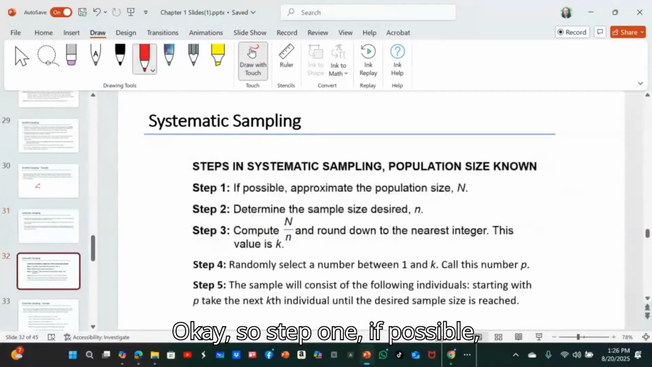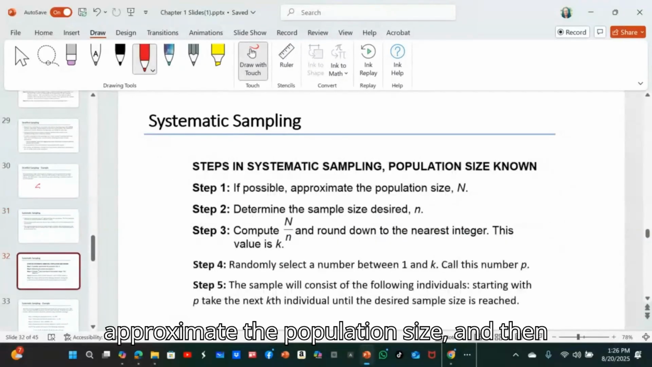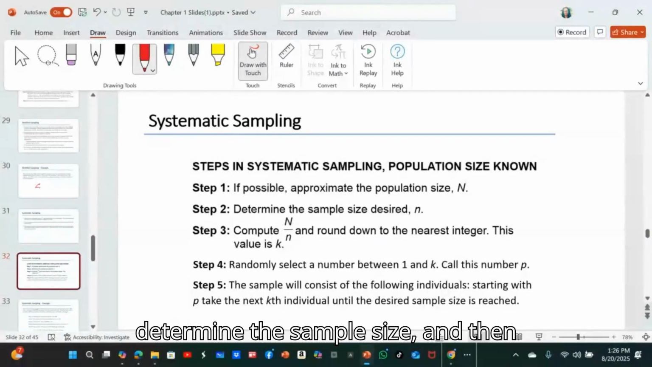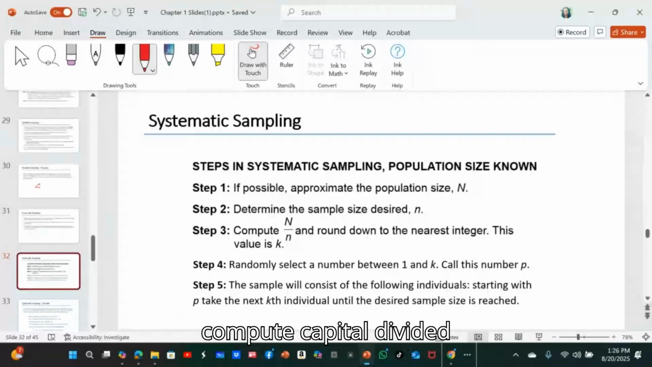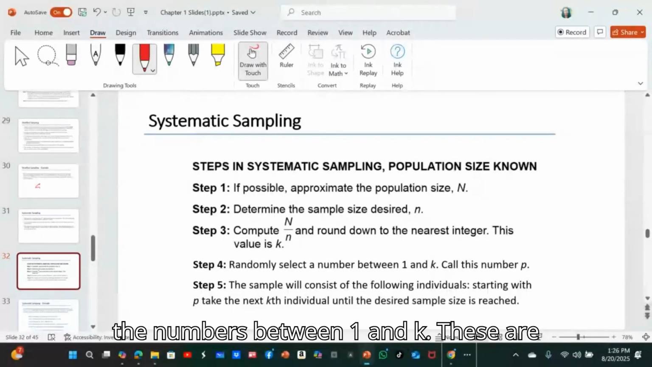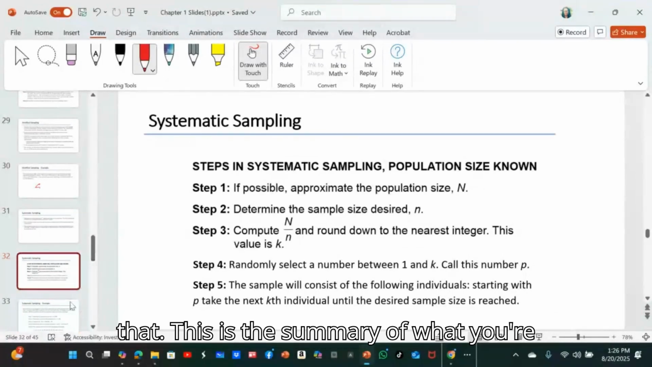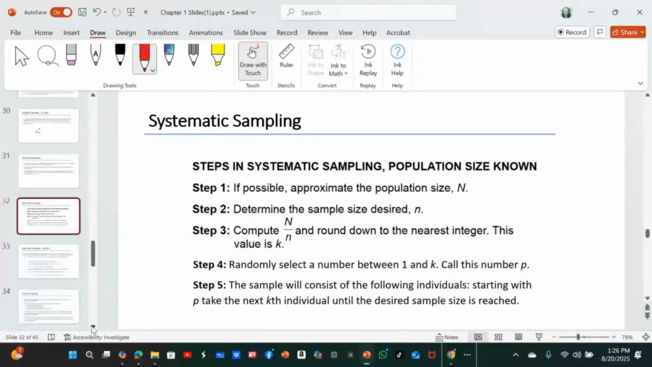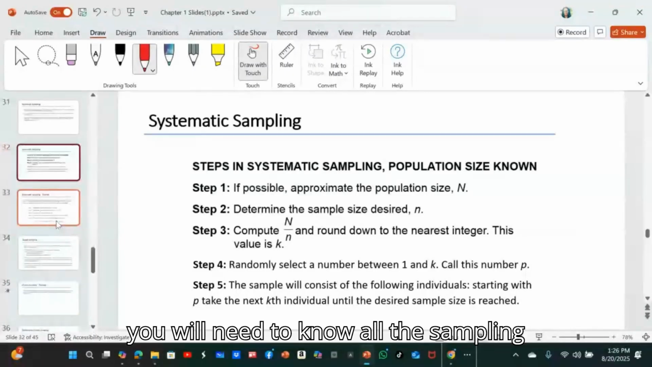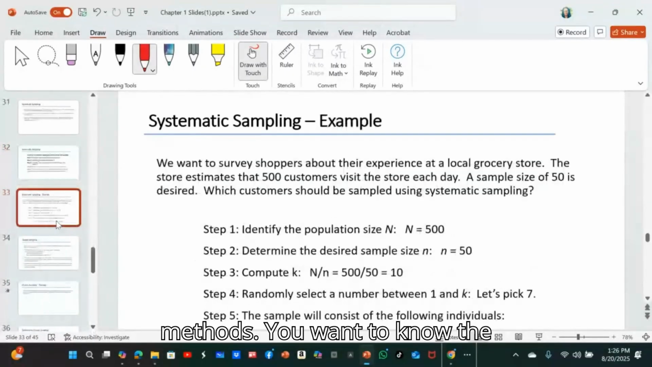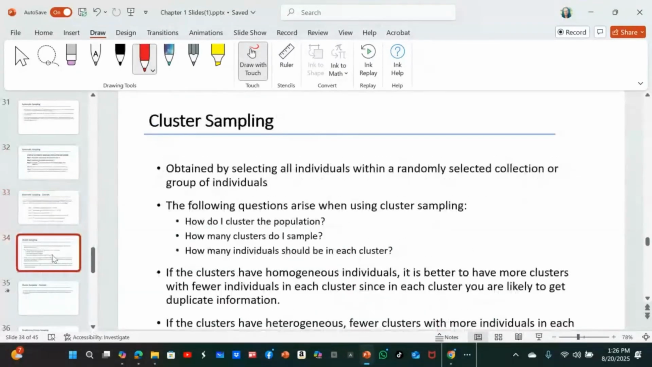Okay, so step 1, if possible, approximate the population size, and then determine the sample size, and then compute k as capital N divided by n, then randomly select a number between 1 and k. These are the steps I want you to read. This is the summary of what you're doing. You will need to know all the sampling methods.